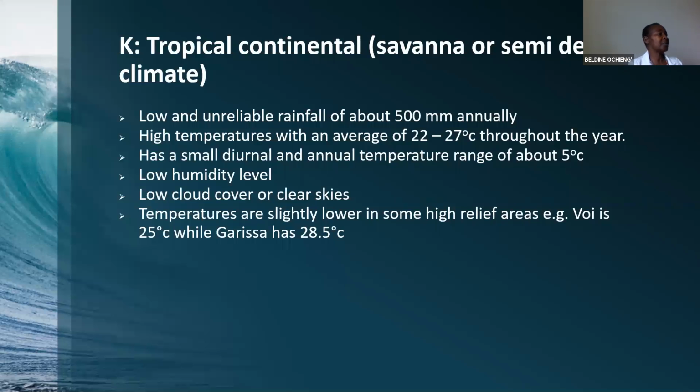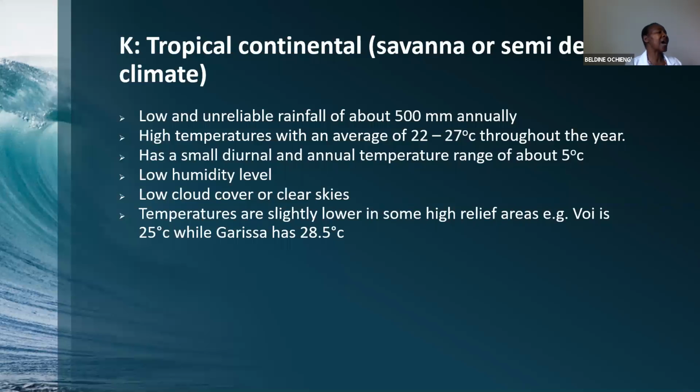So our next one is tropical continental, or savanna, or semi-desert climate. That is after highland, after the lake or coastal region. We are on this tropical continental. Continental is the interior, away from the water body, away from our ocean, away from the lake. Therefore, these are what we have.